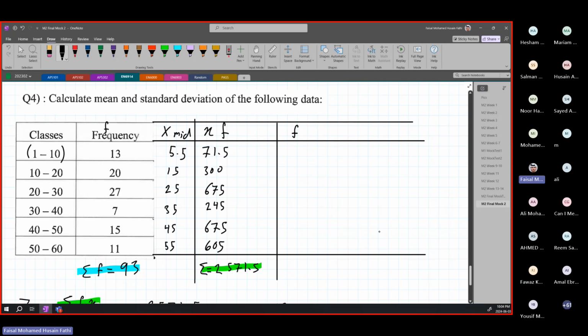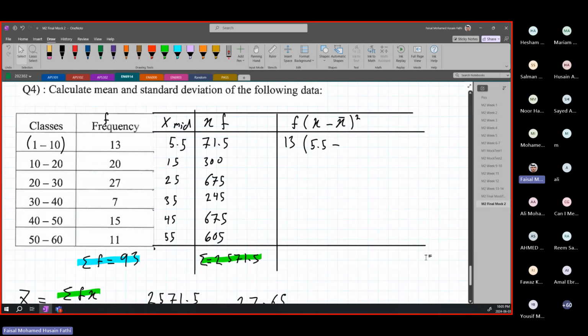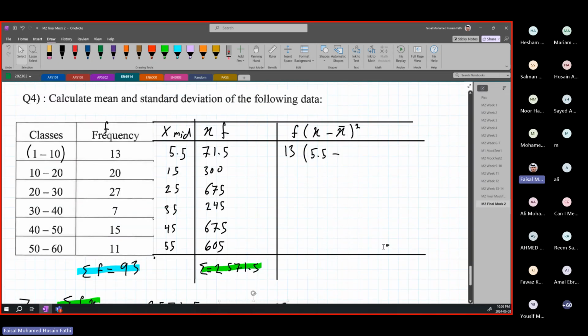So what are we trying to find? We're trying to find f times (x minus x bar) squared. So for the first one, your f is 13 times x is 5.5 minus x bar, which we have already found to be 27.65, squared. And you're going to do the same for everyone else. So 20, the value is 15 for x minus 27.65 squared. The next one is 27.